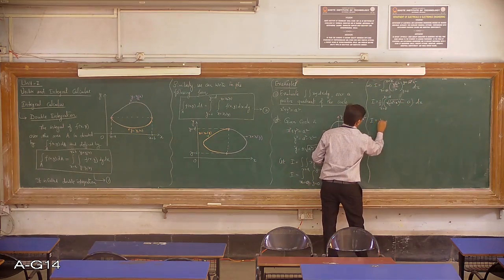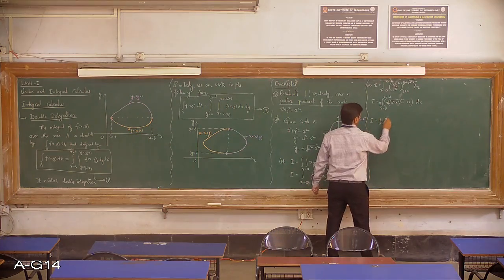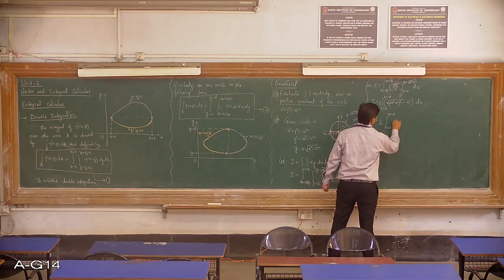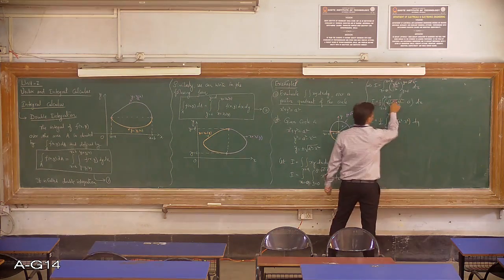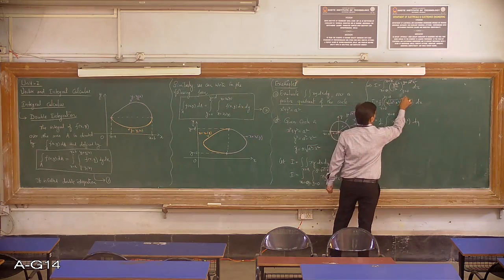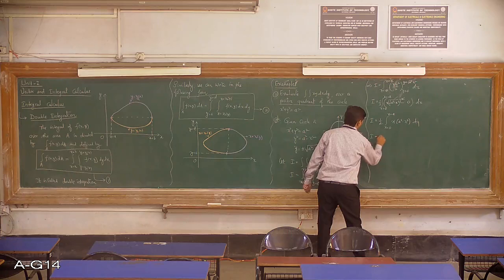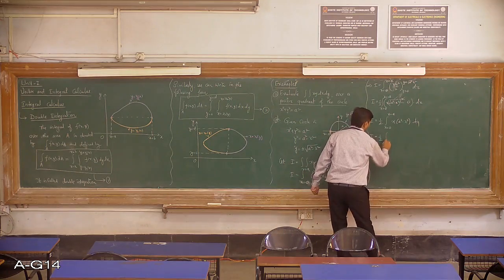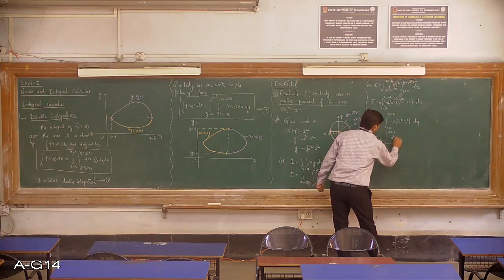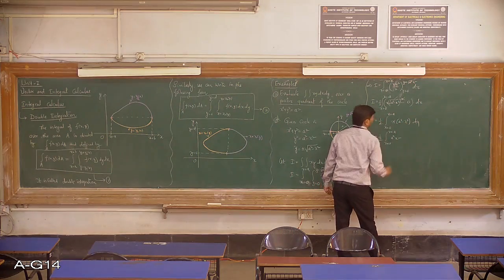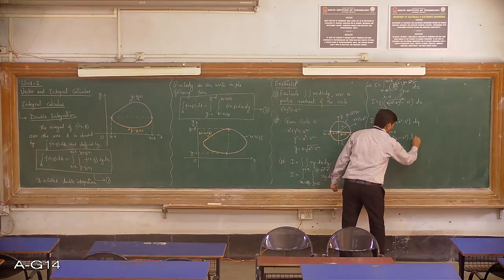So I is equal to 1 by 2 integration from x equals 0 to x equals a of x into a square minus x square into dx, because the square root and square get cancelled. So we get x into a square minus x square. So I is equal to 1 by 2 integration from x equals 0 to x equals a, x into a square, that is a square x, minus x cube, because the negative sign is there, into dx.